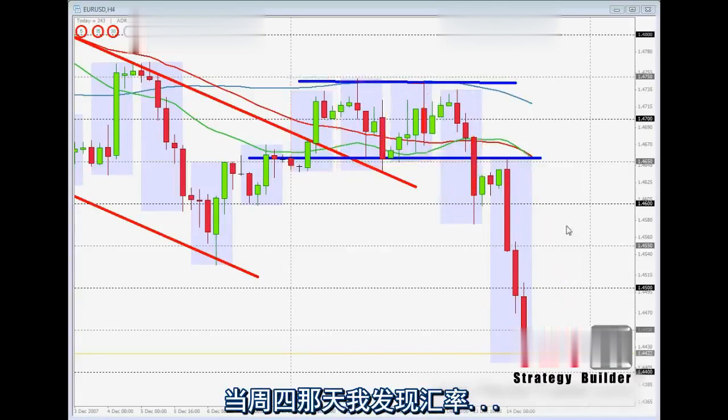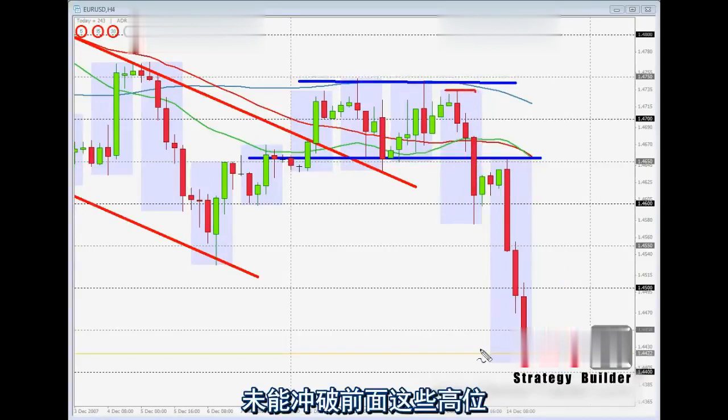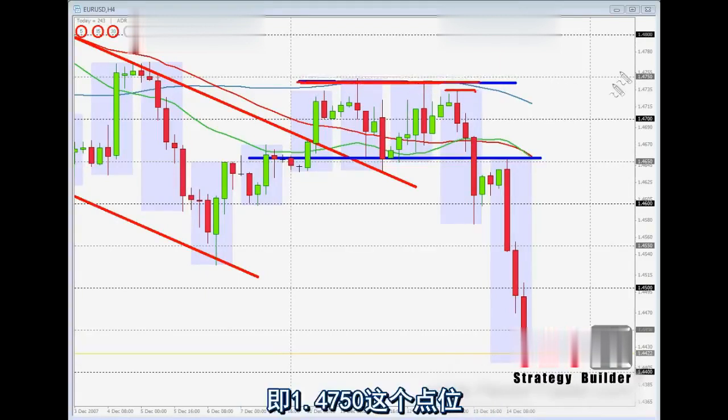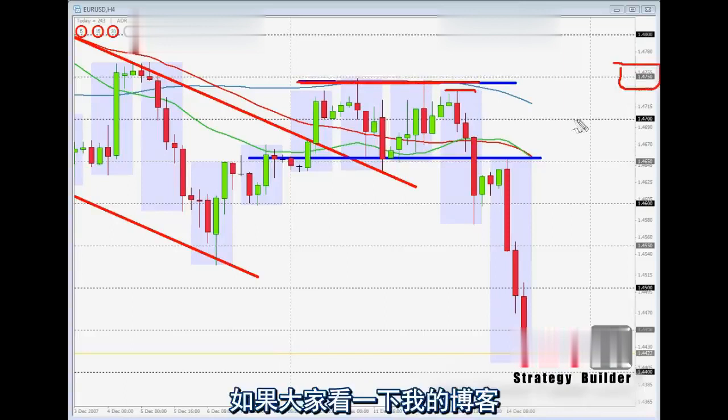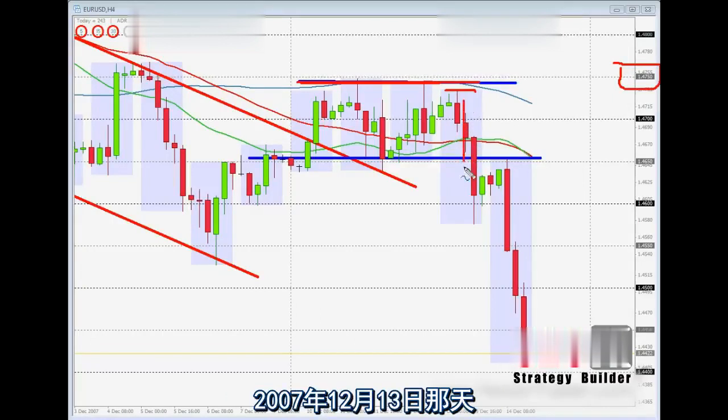Once I saw that on Thursday price failed to break above all these highs, the high for the week, which was the 147.50. In fact, if you want to go back into my blog and read my entry for this day, which was the 11th or the 13th, it was the 13th of December 2007.